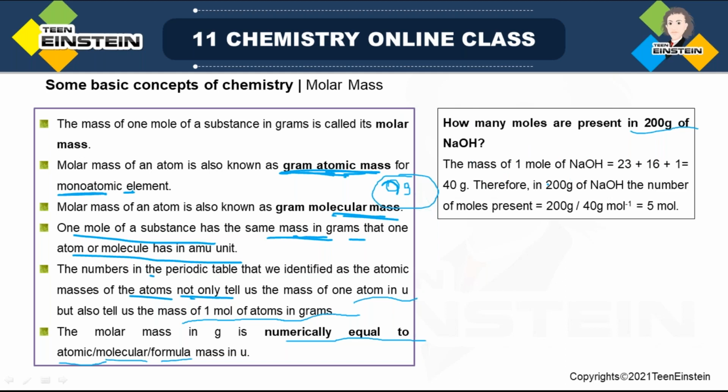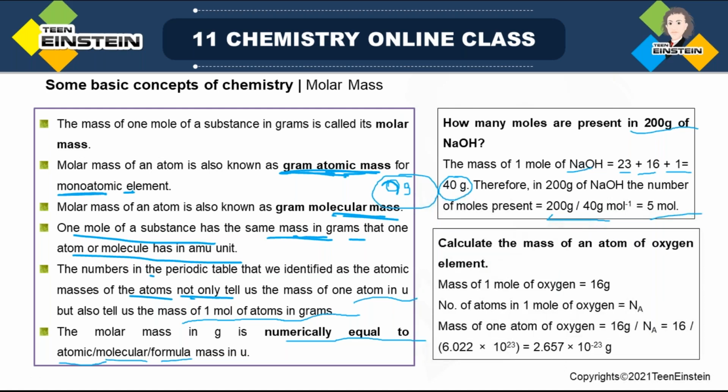So the mass of 1 mole of NaOH, simply add 23 which is the atomic mass of sodium, 16 for oxygen, and 1 for hydrogen. If you add these three, you will get 40 gram. This is the mass for 1 mole, that is why the unit is gram. So if 1 mole has mass 40, but the sample is 200 gram, simply when you divide it by 40, you will get the total number of moles, which is 5.